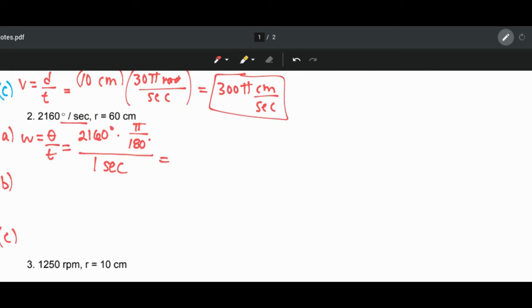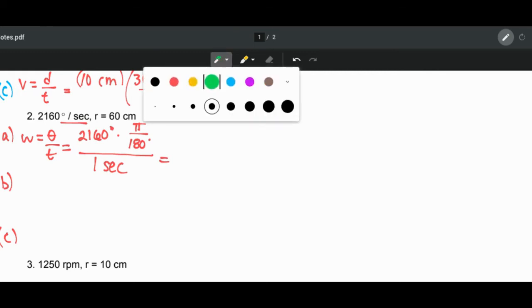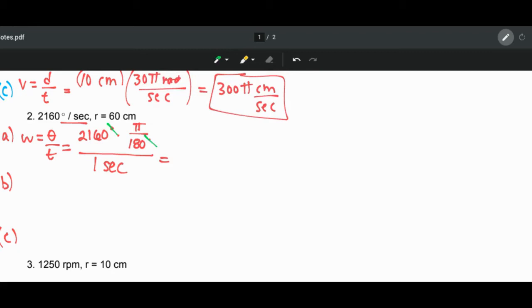All right, so now you just have to simplify. So our degrees will cancel out. And if you reduce 2,160 divided by 180, you get 12. So it's 12 pi. We know this is measured in radians per second.